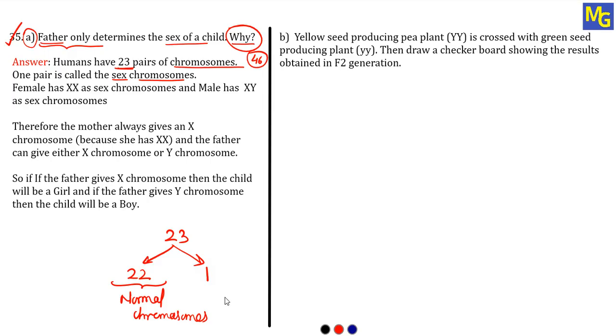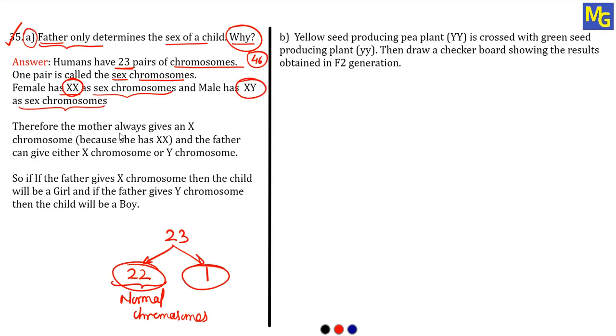meaning parents to offspring. It may be skin color or height or eye color, length of the hair, etc. Those are all characters. Normal characters will be transferred from parents to offspring with the help of these 22 chromosomes. But the one pair which is called the sex chromosome is responsible for deciding whether the child will be a boy or a girl. So see here, female has XX as the sex chromosome and male has XY. So the female sex chromosome is denoted by XX, and the male sex chromosome is denoted by XY.